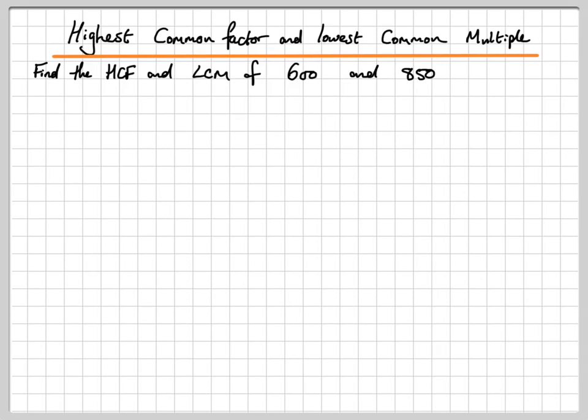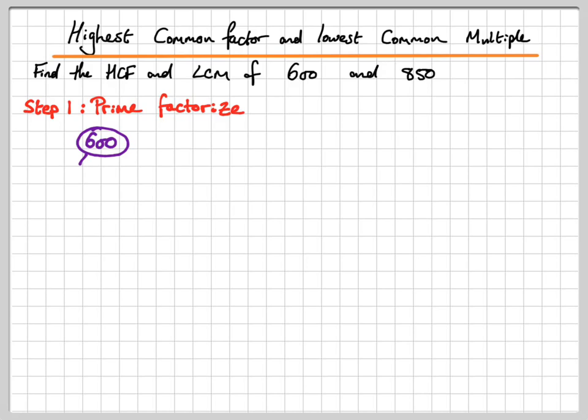In this short clip we'll have a quick look at highest common factors and lowest common multiples, and we'll also consider prime factorization. So to find the lowest common multiple of 600 and 850, the first thing that we should do is to prime factorize each of our numbers. If you would like to use a prime factor tree, you can do so.